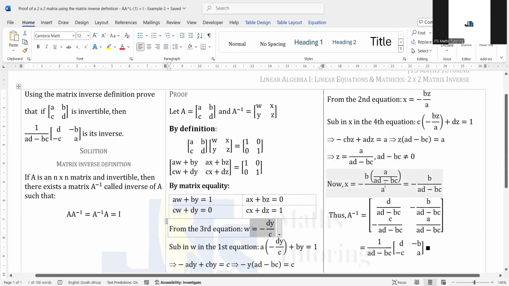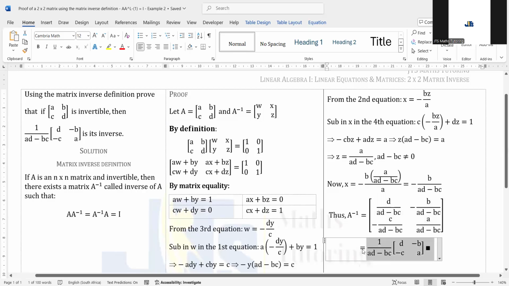These two A's are going to cancel each other, which is going to give me minus B over AD minus BC. All right. So I'm just going to plug in the values for W, X, Y, and Z, which is going to give me what I have right here. Now I can see 1 over AD minus BC is a common factor, so I'm going to factor it out.